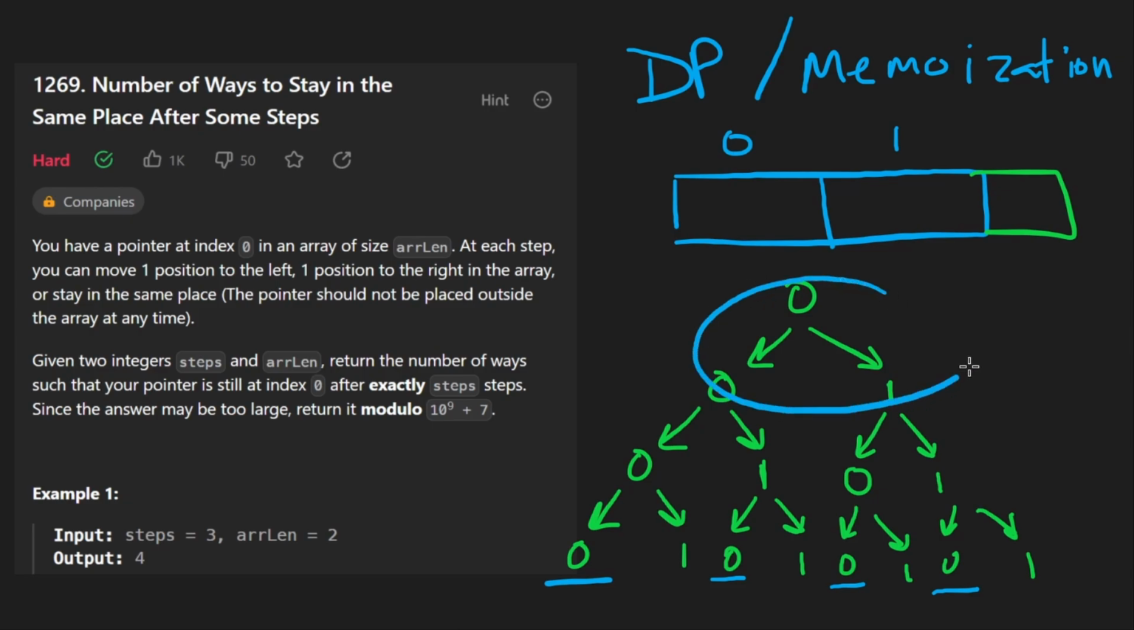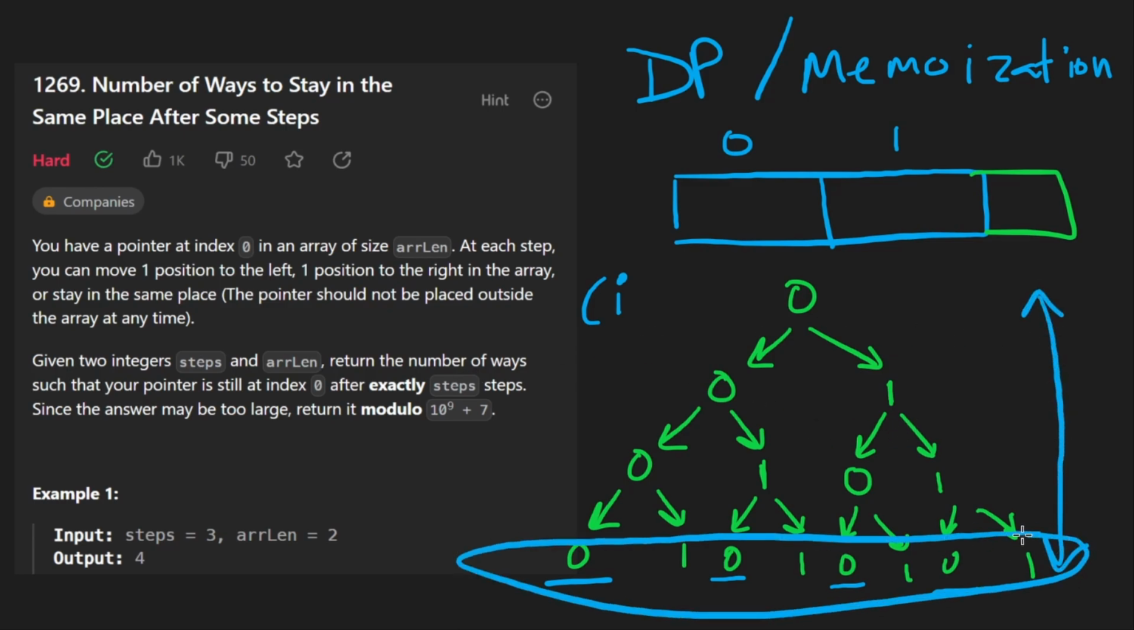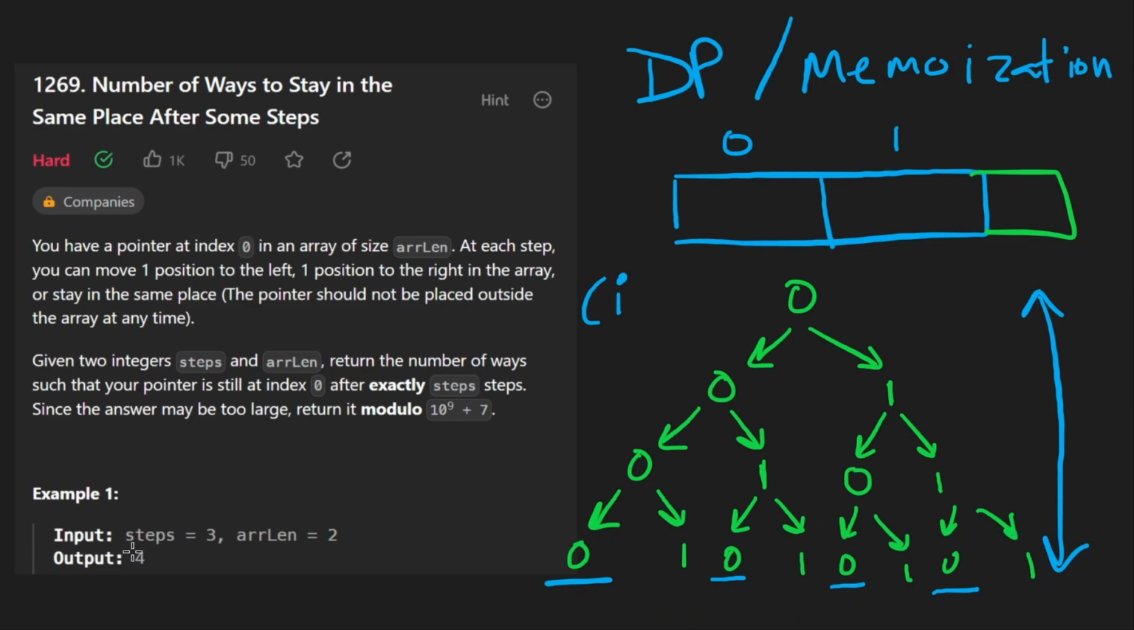What are the parameters that we're keeping track of as we are going through this decision tree? Well, the first one is the index that we're at, index i. That's what this value represents as we're going down this decision tree. But also, if you notice, we stopped at this level in the tree. Why did we stop there? Because in this problem, we're only allowed to take 3 steps. We have to take exactly 3 steps.